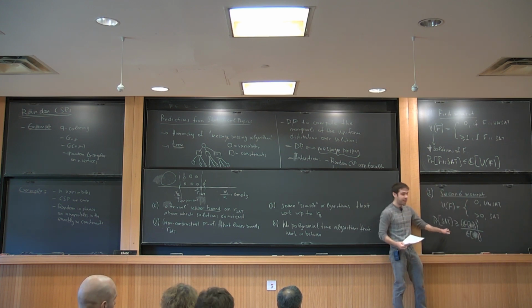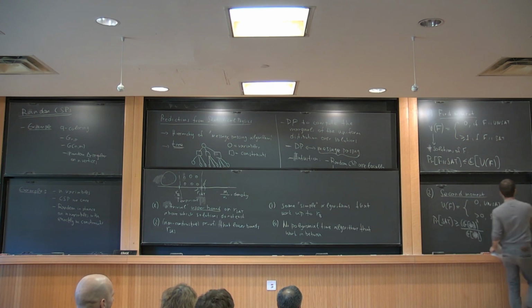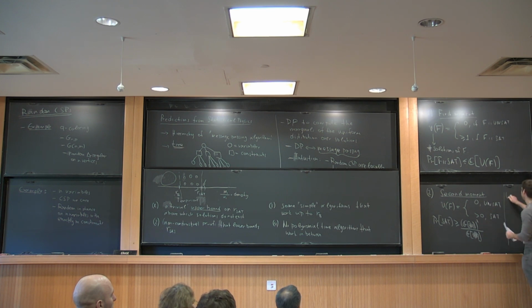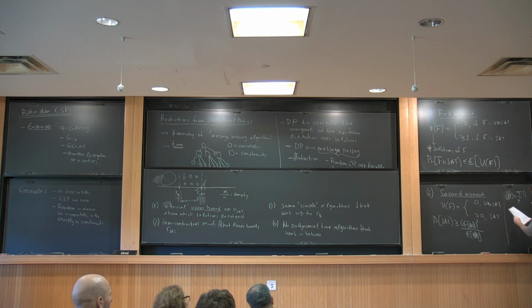You analyze this thing here, and one choice that gives almost the correct threshold is to come up with a weighting over solutions of your CSP that factors over constraints. So something like this. The product here is over constraints. I can't see it.